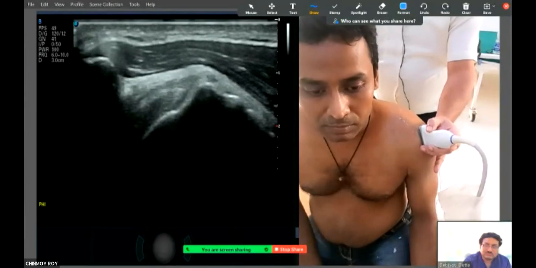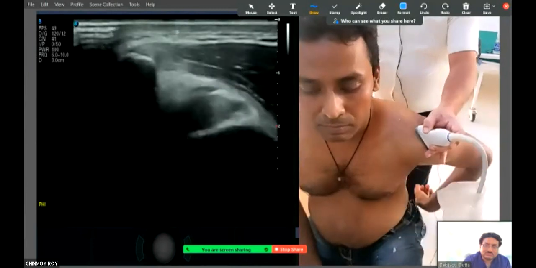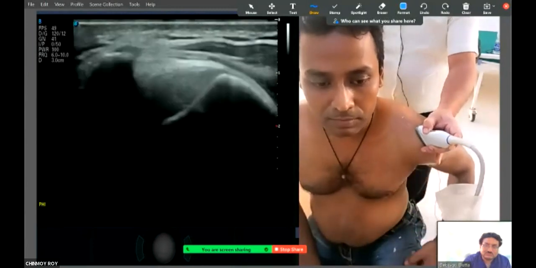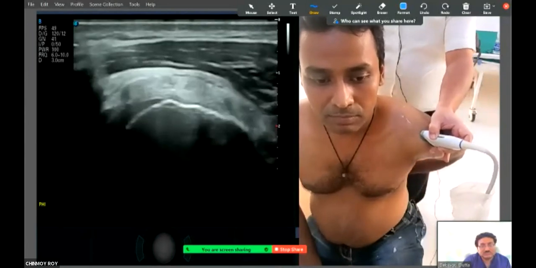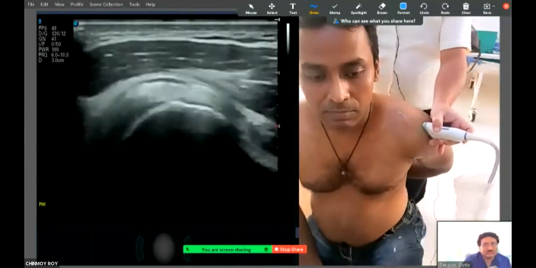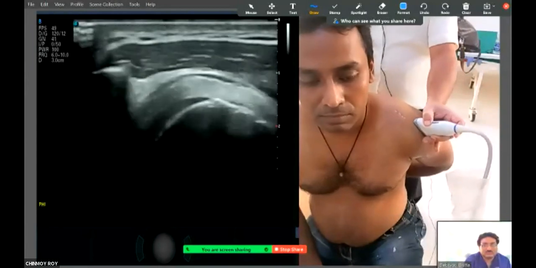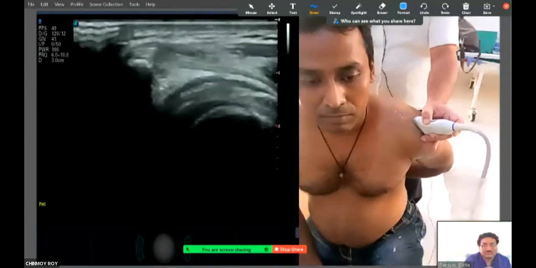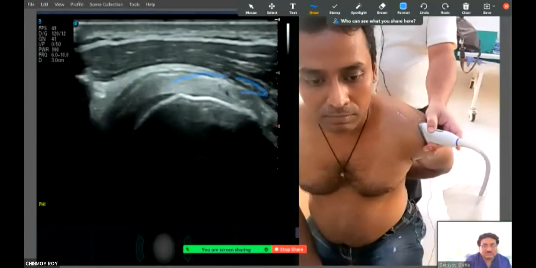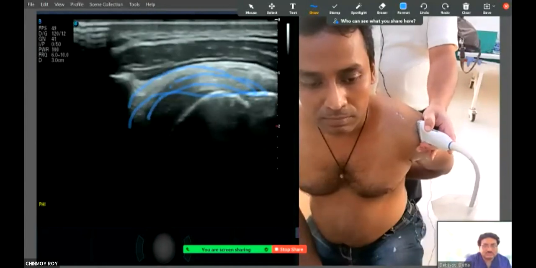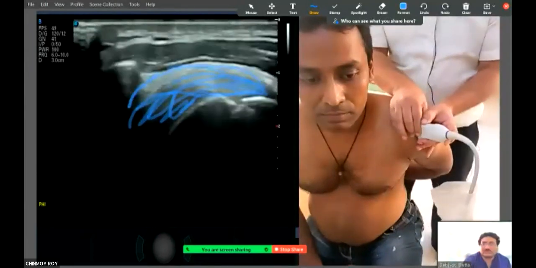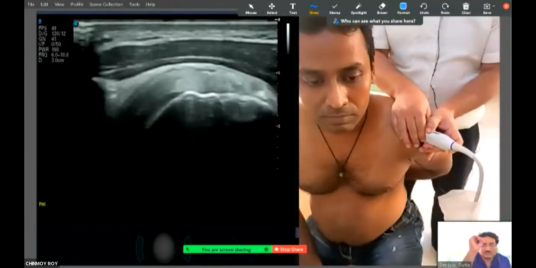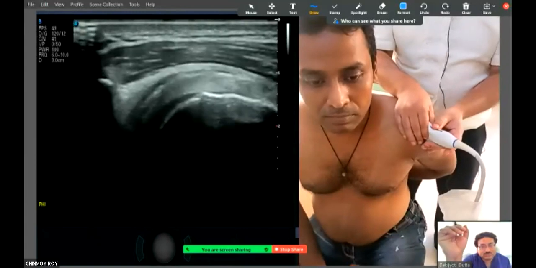Gradually, slowly, so people can see that a lot of supraspinatus has come out. See, a lot of supraspinatus has come out. So these are all supraspinatus. And here also the same thing happens, the bird peak appearance is also there.